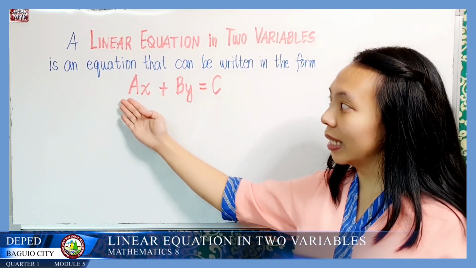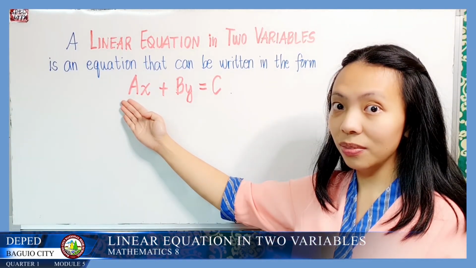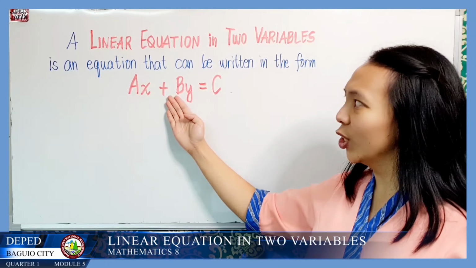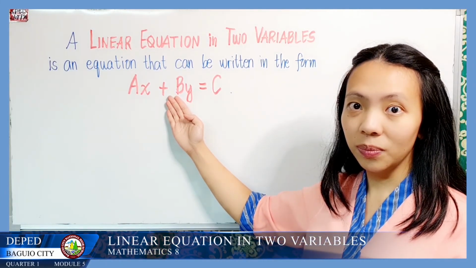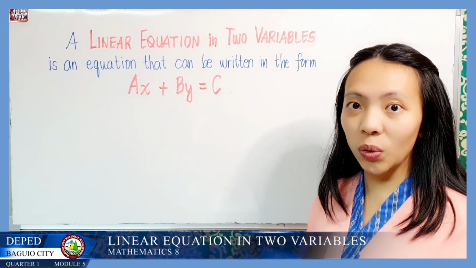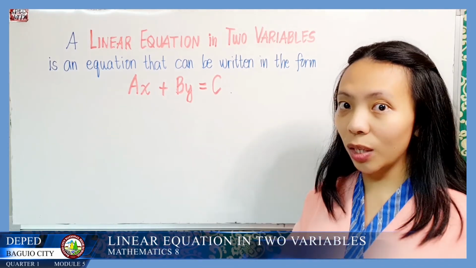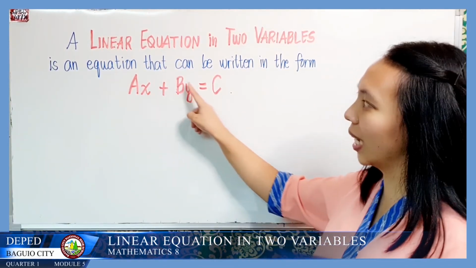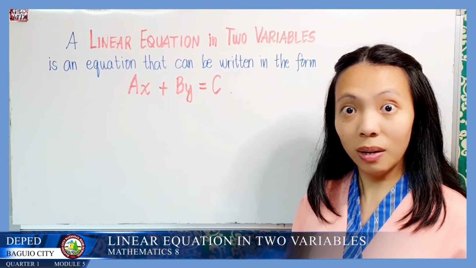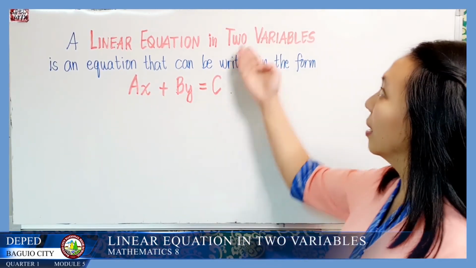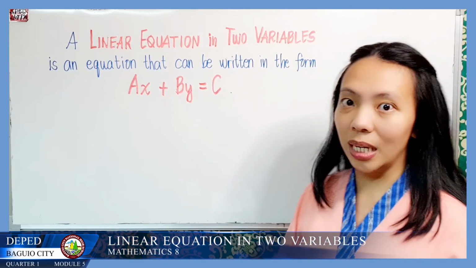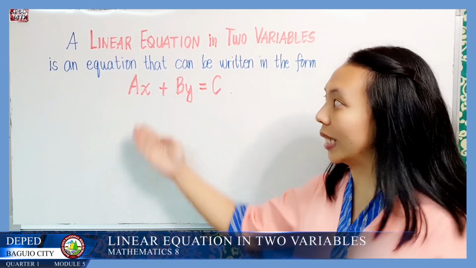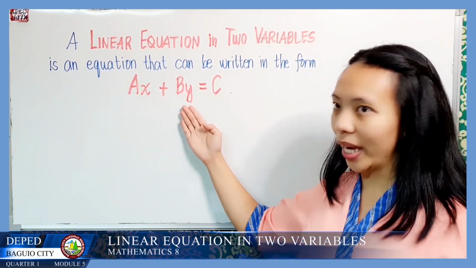A is always positive, and b should never be zero. It is known as a linear equation since the exponents of both x and y are 1. And the two variables we are pertaining to are the variables x and y.